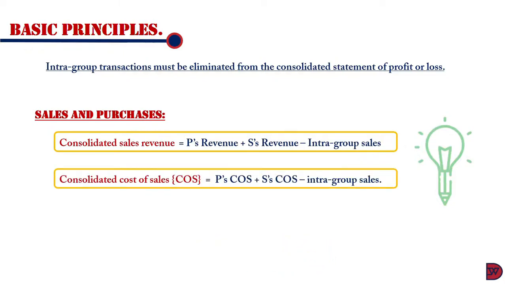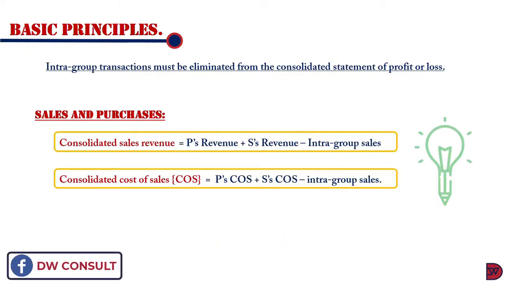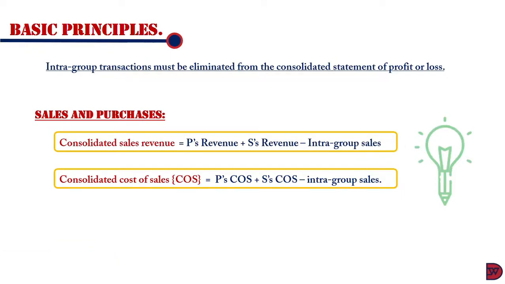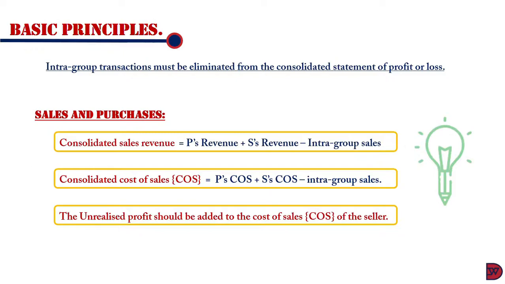Now we come to the consolidated cost of sales. That will also be the parent's cost of sales plus that of the subsidiary less the intragroup sales, the same figure. Now, if the transaction was made on credit, any amount outstanding must be eliminated from the group's current account, that is the receivables and payables, in the consolidated statement of financial position, as already discussed in the lecture with a link above. If some of the goods remain at the date of consolidation, the unrealized profit must be removed by being added to the cost of sales of the seller, thereby reducing the gross profit.